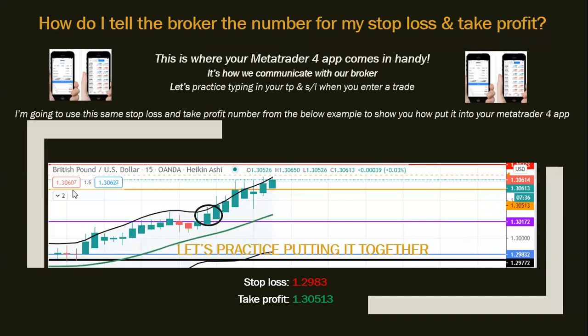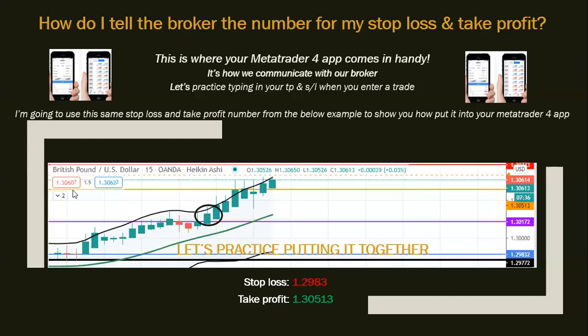Now, we know how to find it in TradingView. I just showed you how you would find it. And of course, this is going to take practice. But people ask me, well, how do I tell the broker what my number is for my stop loss and my take profit? That's when your MetaTrader 4 comes in. Your MetaTrader 4 app is what you use to type in those numbers. It's how we communicate to our broker based on what we see on the charts.